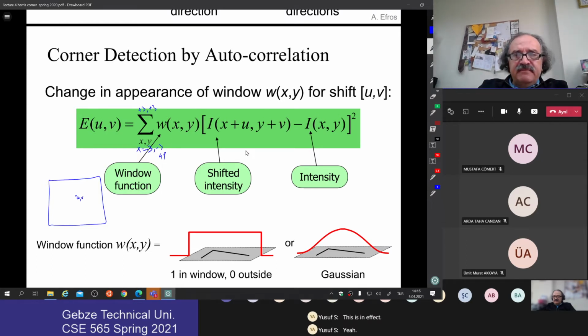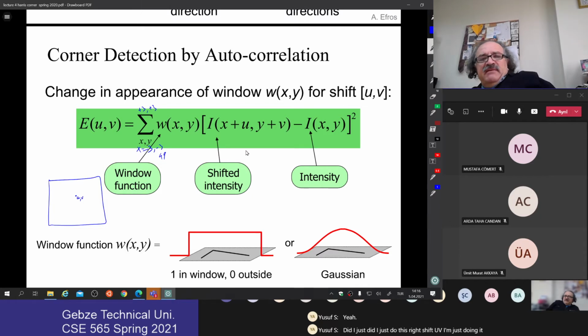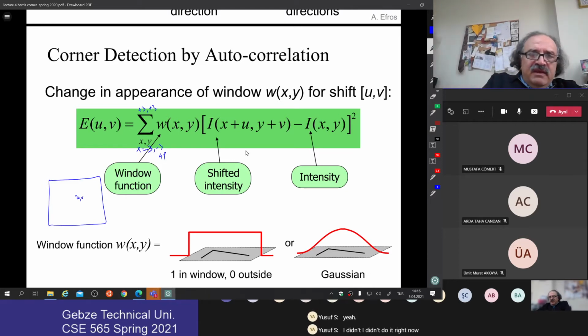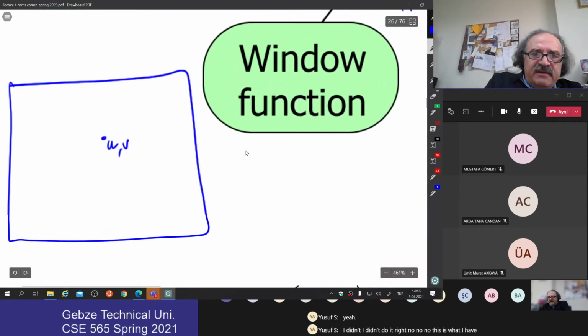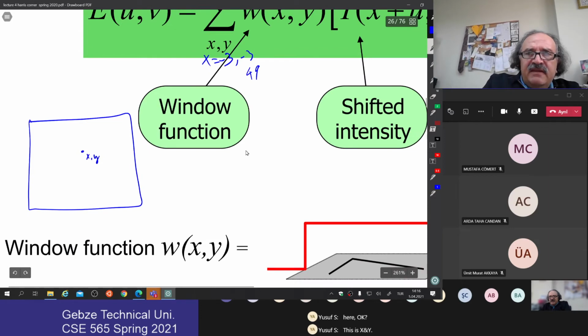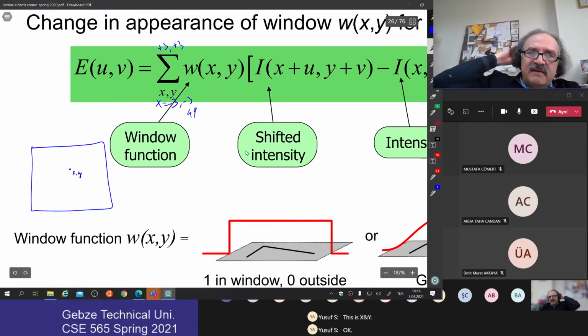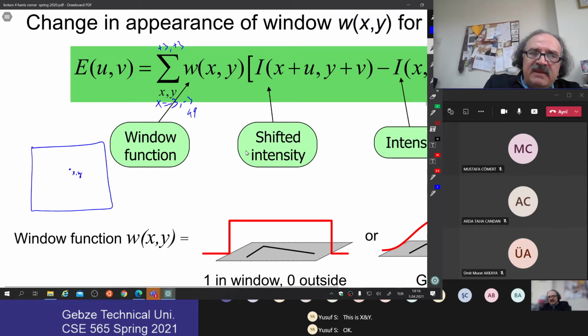Did I just do this right? Shift UV, I'm just doing it in an opposite way. Appearance is there, X and W. Yeah, I didn't do it right. No, this is what I am saying here. Okay, this is X and Y. Okay, let me get this out.